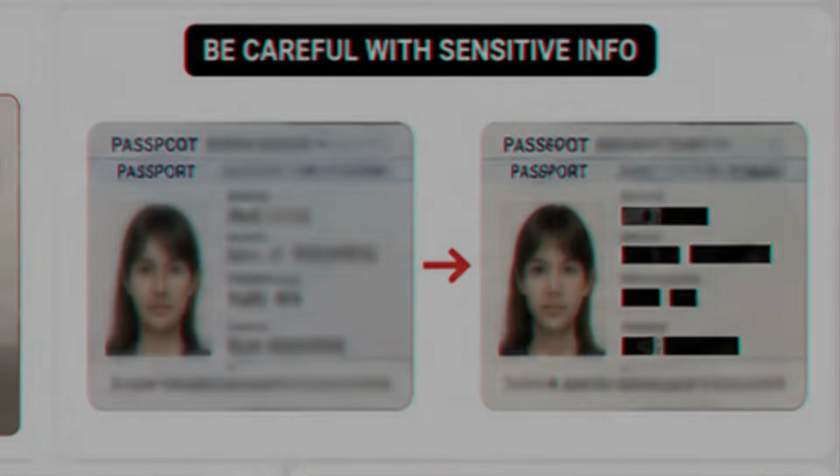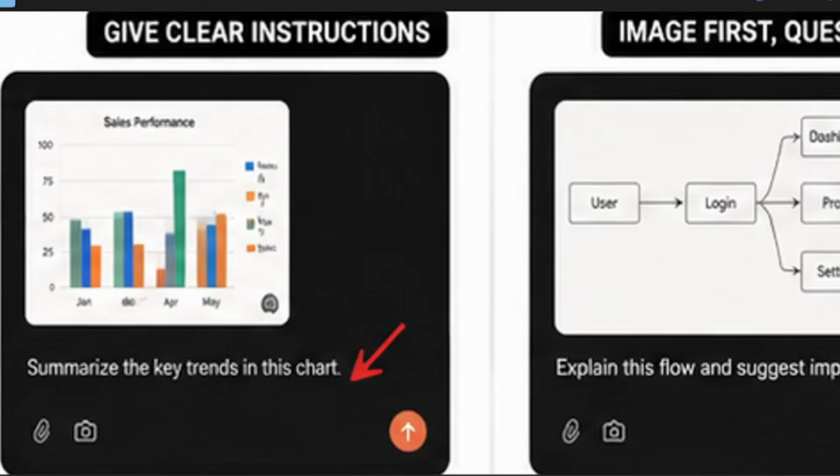Second mistake, pasting a sensitive document without thinking it through first. A screenshot of an ID, a bank statement, a medical form, once it's in a chat, treat it the way you'd treat handing the physical page to a stranger on the street. Blur what you don't need read, or crop it out entirely before you paste.